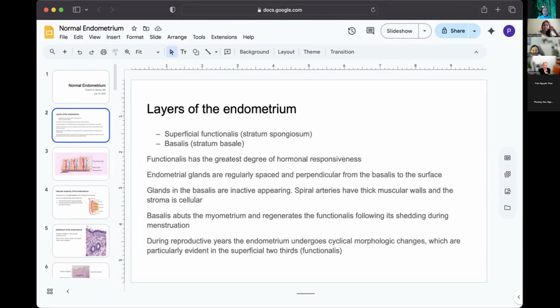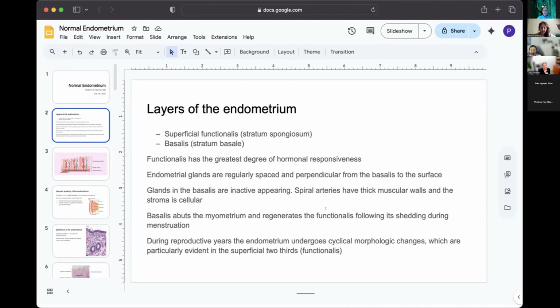So the functionalis is the layer that responds to hormones, either external hormones or internal normal cycle hormones. Within that, the endometrial glands are pretty regularly spaced. They're also perpendicular to the basalis surface, and I'll show you a photo of this so we can appreciate that. But the glands down in the basalis area look a little different from the proliferative and secretory endometrium glands. These glands are a little more inactive appearing at baseline.